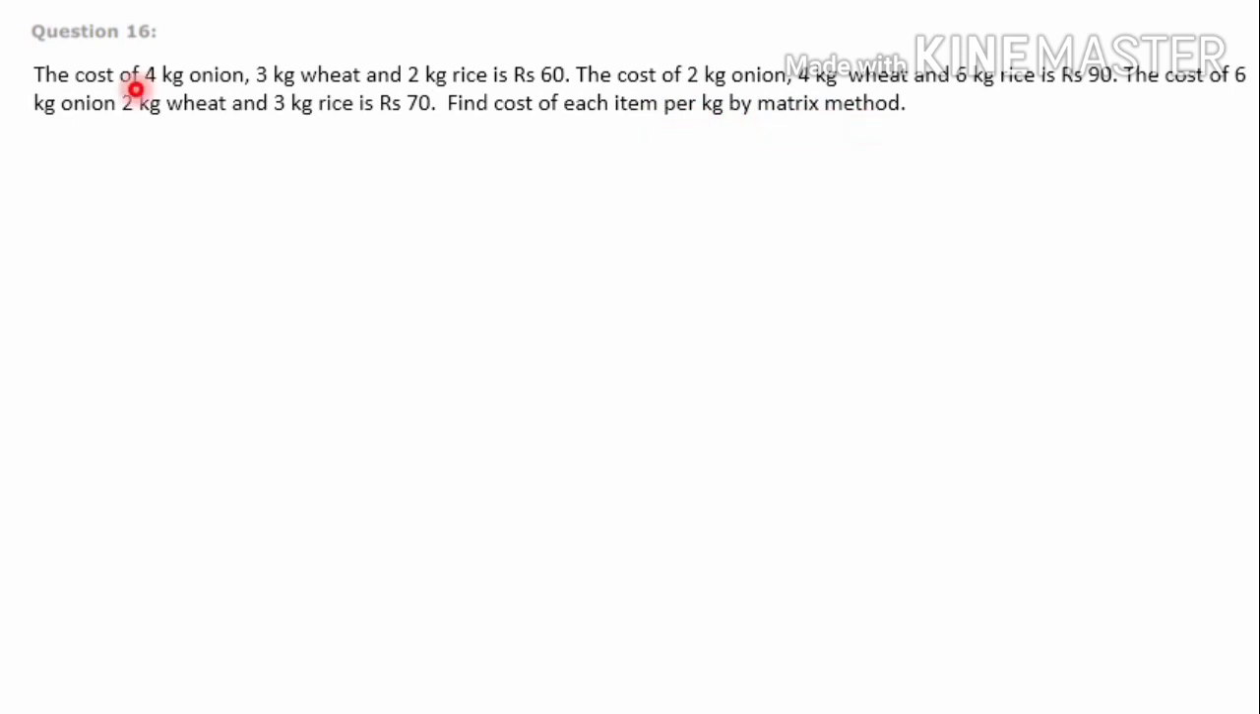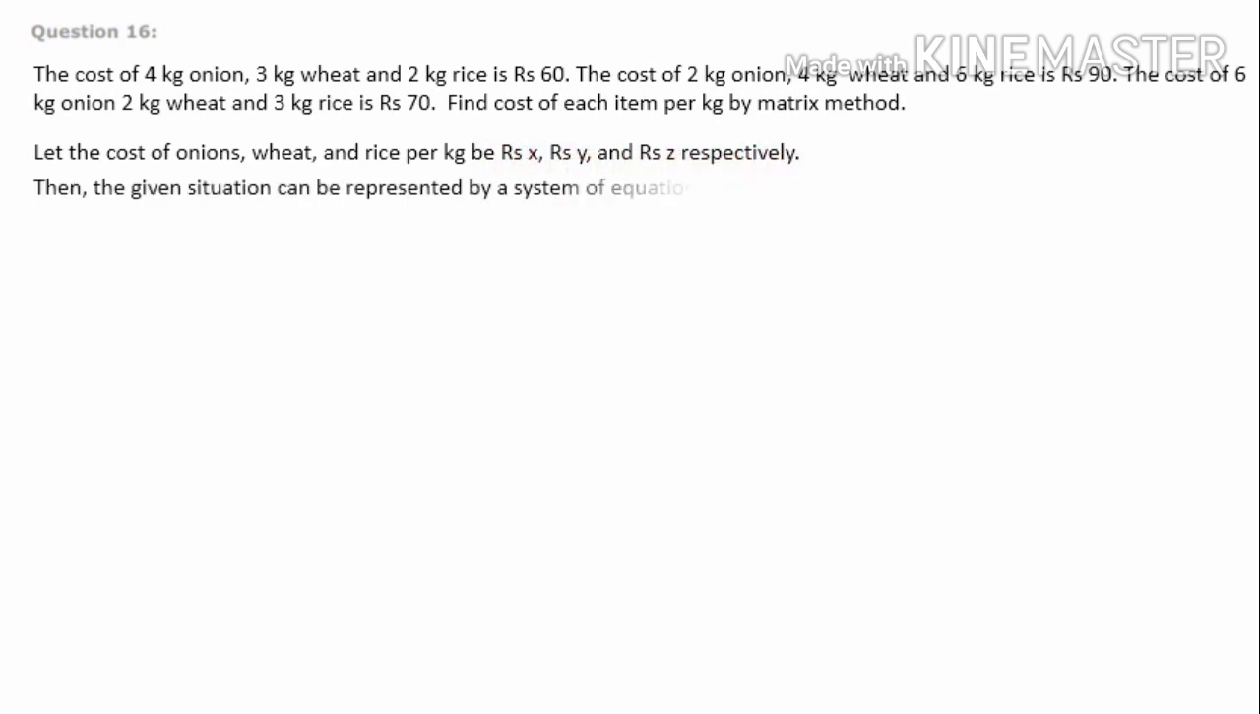We know how to form linear equations by using the given conditions. Three conditions are there. The first condition is the cost of 4 kg onion, 3 kg wheat, and 2 kg rice, rupees 60. The second condition is 2 kg onion, 4 kg wheat, and 6 kg rice, rupees 90. The third condition is 6 kg onion, 2 kg wheat, and 3 kg rice, rupees 70. So let the cost of onions, wheat, and rice per kg be rupees x, rupees y, and rupees z respectively. By using the given conditions, we can write three equations.